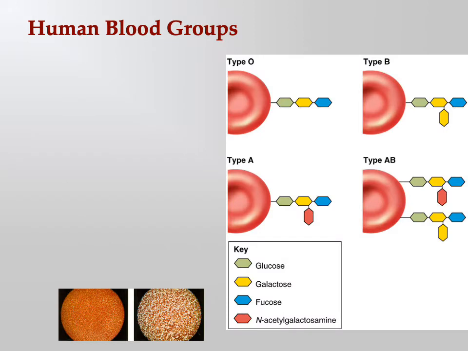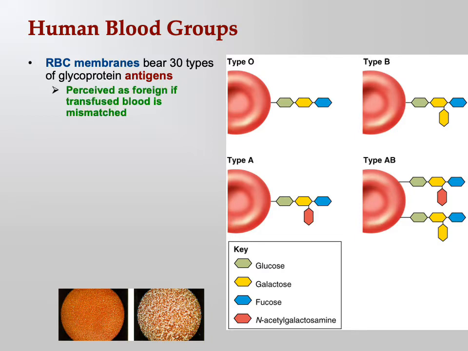Let's talk about human blood groups. You've heard of these before. Let's figure out exactly what they mean. So red blood cell membranes bear 30 types of glycoprotein antigens. So antigens are little surface markers. You have tons of them. All the cells in your body have tons of little antigens. Antigens can be from bad guys, or you can have what are called self-antigens. And self-antigens are what we have on red blood cells that determine our blood type. They're perceived as foreign, however, if transfused blood is mismatched.